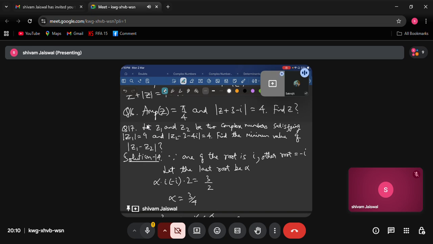Again, you need to understand the locus. If you don't understand the locus, I mean, what is given, like see mod of z plus 3 minus iota, what is given over here? Equal to 4. And amplitude of z is equal to pi by 4. What is given over here? You need to understand what it represents in the Argand plane. What does it represent in the Argand plane?